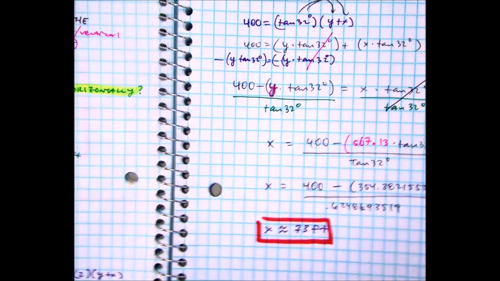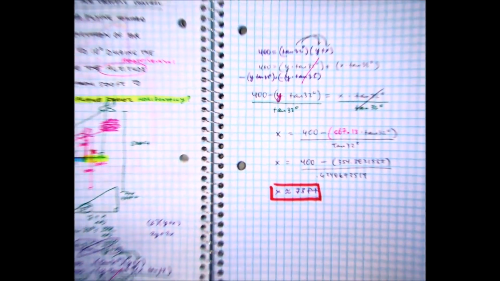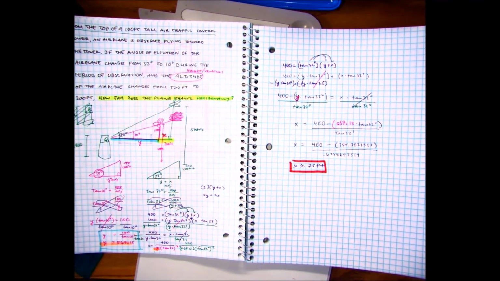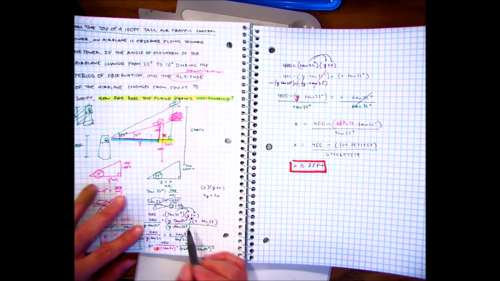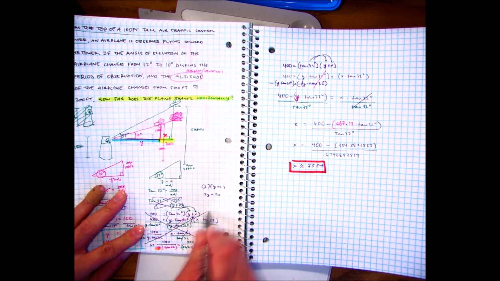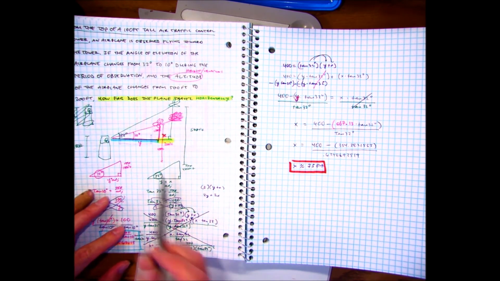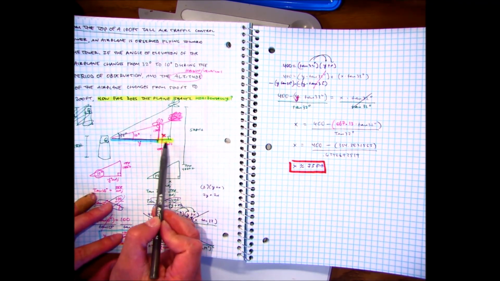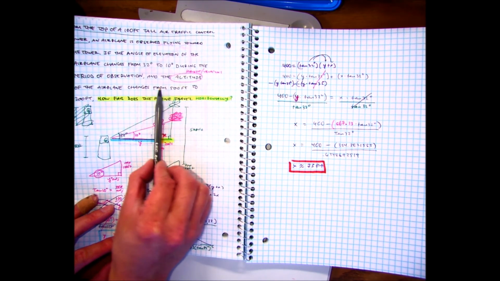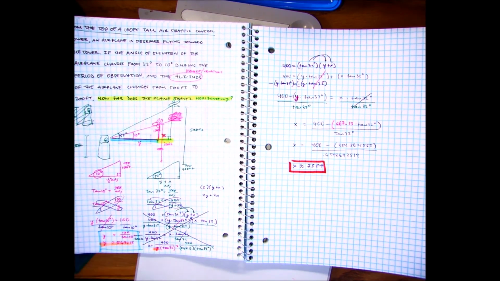So let's go back. Let's talk about my mistake over here. All of that was incorrect. And the distance that the plane traveled from here to there is 73 feet.